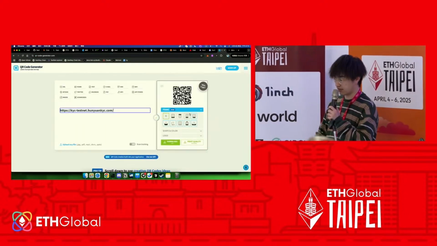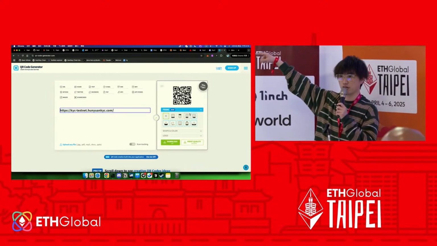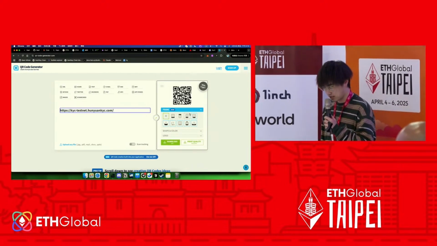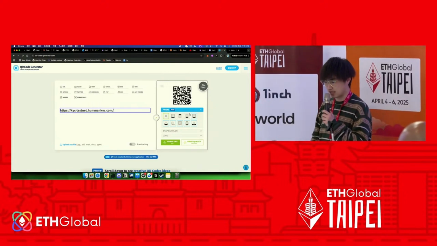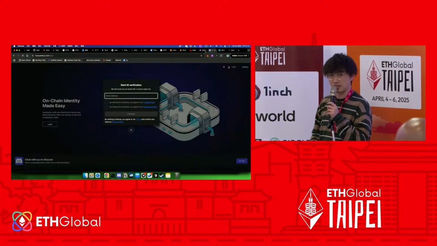Here's the KYC QR code. If you didn't record it, this one is only for the testnet, and this one is for the mainnet.